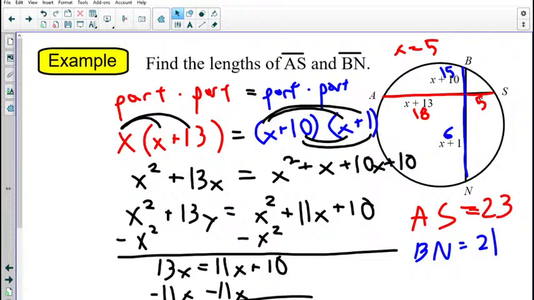So this is all when we're inside the circle. When we're inside the circle, you're going to do part times part and part times part.